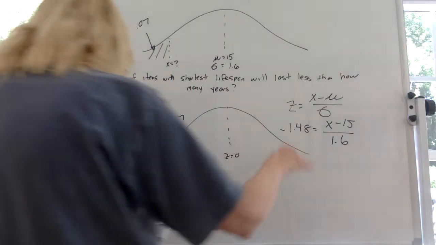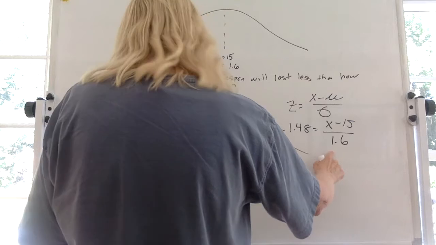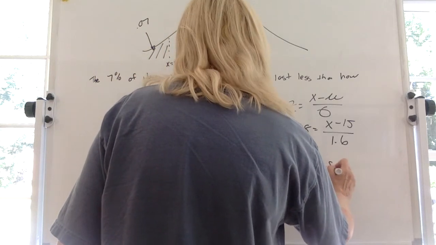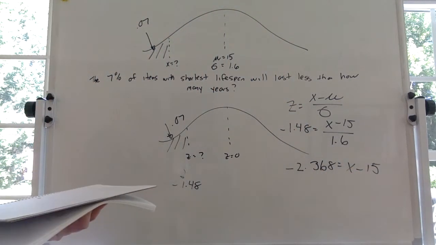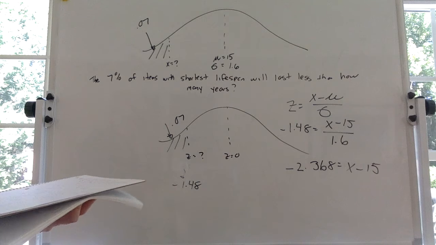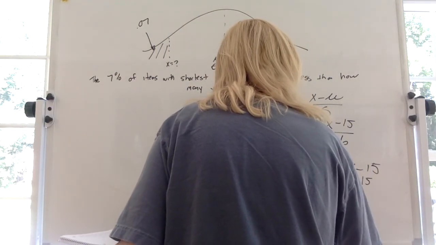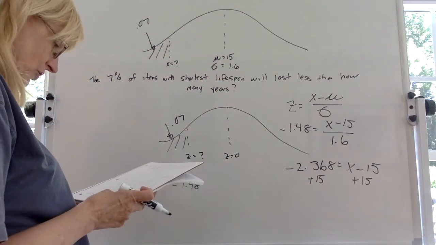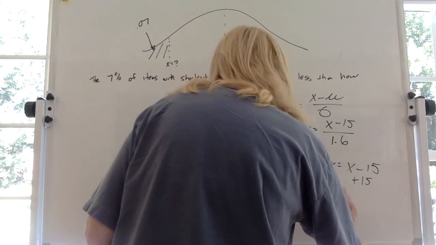If you cross multiply, you do negative 1.48 times 1.6, you get negative 2.368 equals x minus 15. Don't forget the negative on that negative 2.368. Add 15 to both sides to get x by itself, right? So basically on your calculator, you're doing 15 minus 2.368, and you get x. I tell you to round it to one decimal point, 12.6.